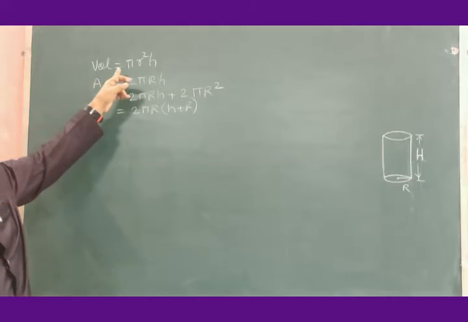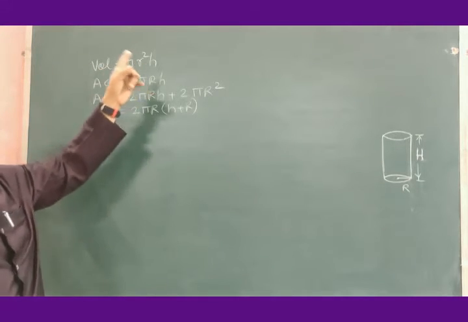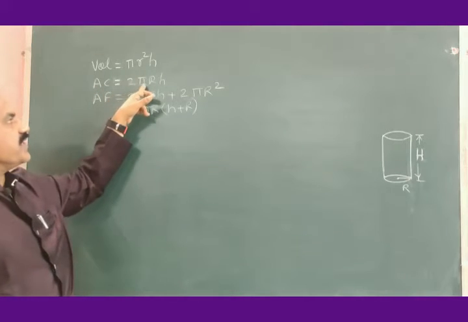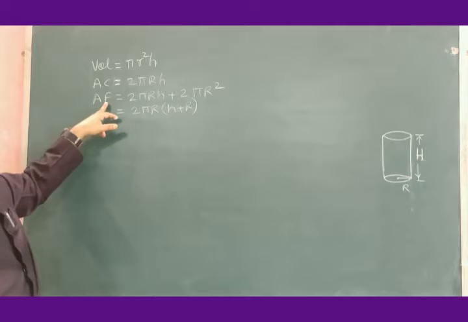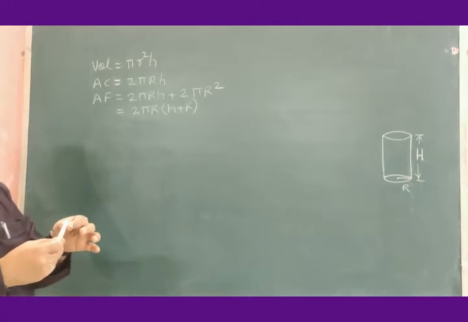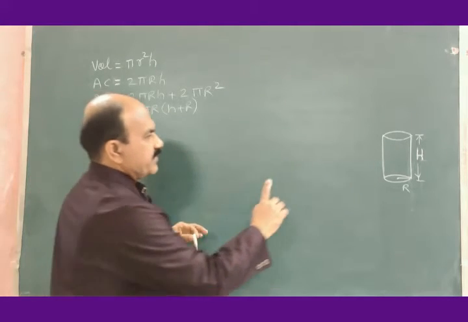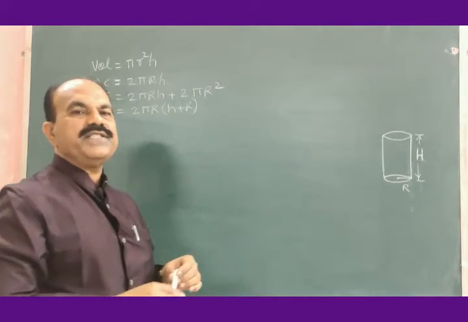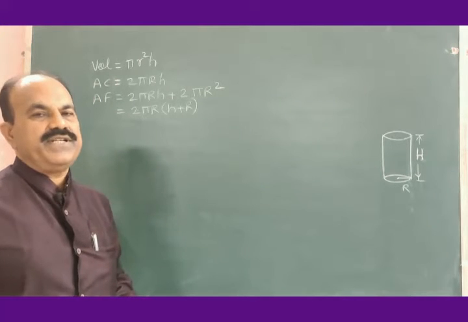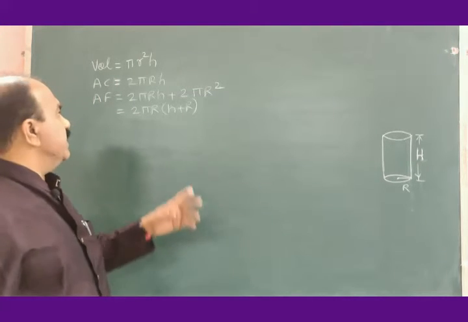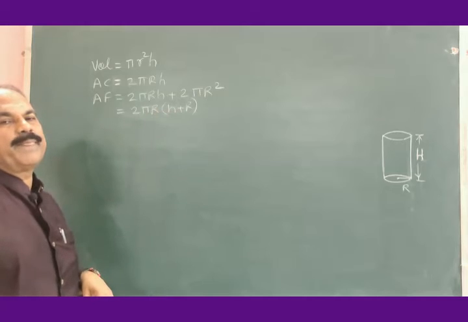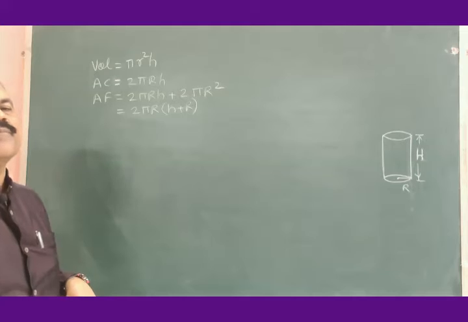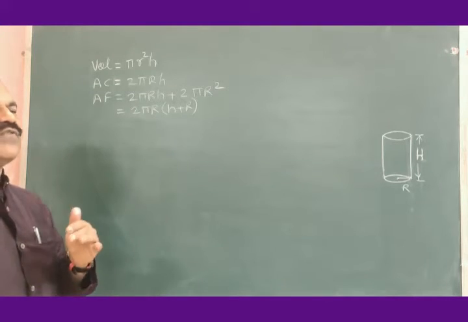So, volume of the cylinder is given by this formula. Area of curved surface is given by this formula. Area of full surface, this curved surface as well as these two circles, that is area of full outside surface of the cylinder, is given by this formula. Let us write a program for this using the arithmetic statement function.